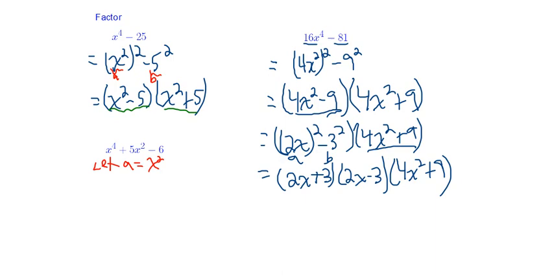Some of you will be able to do this in your head, and if you can do that, that's great. But if not, make this substitution, then this question becomes x squared squared. So this is a squared plus 5x squared. So remember that a is x squared, so this becomes 5a, and then minus 6. So if we let a equal x squared, now we have this quadratic that we can factor just as we always have. So we're looking for two things that multiply to negative 6, and they have to add to 5. So what's that going to be? 6 and negative 1. So we'll get a minus 6 times a plus 1.